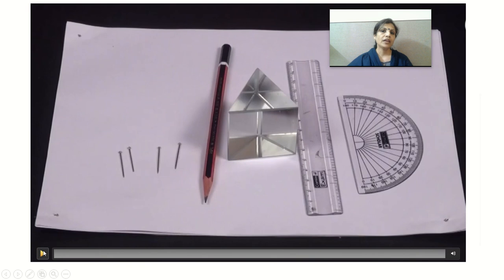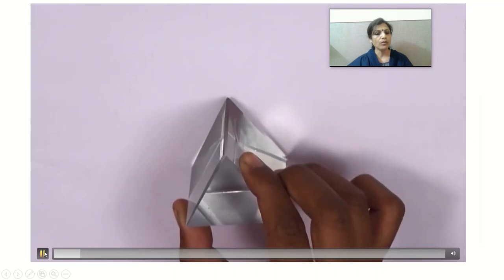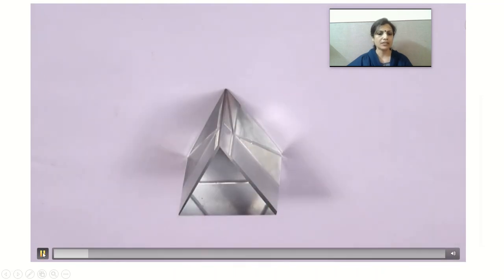Children, to perform the activity of tracing the ray of light through a glass prism, we need a prism, scale, protractor, pencil, drawing board, drawing paper and a few pins. So initially we have to place the drawing paper on the drawing board with the help of drawing pins.